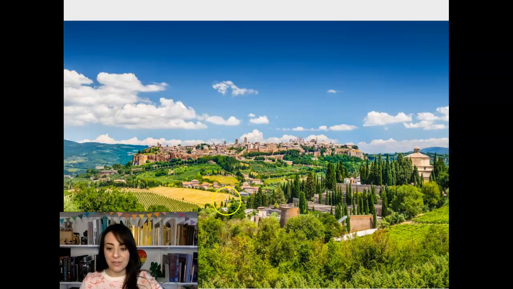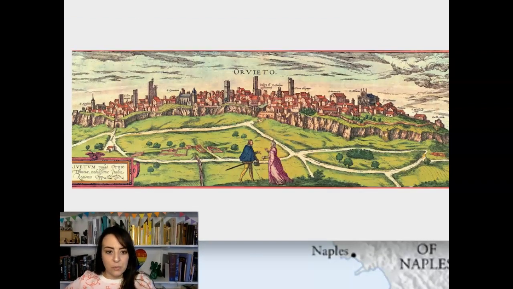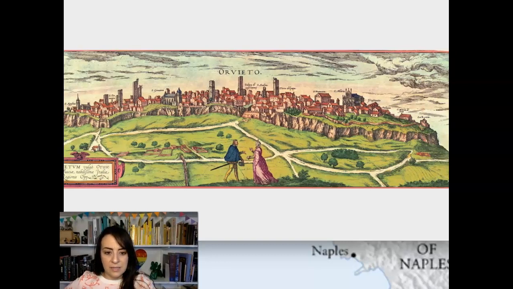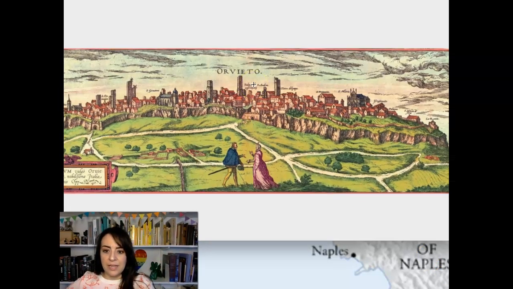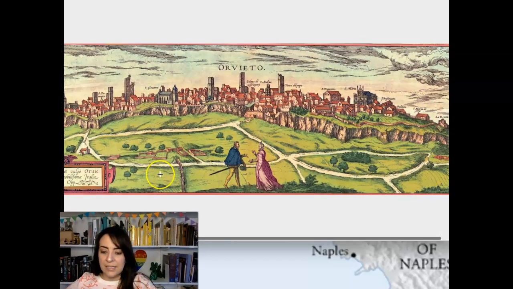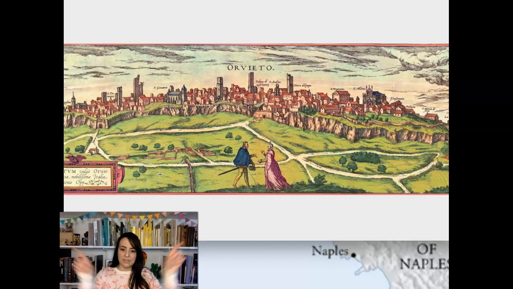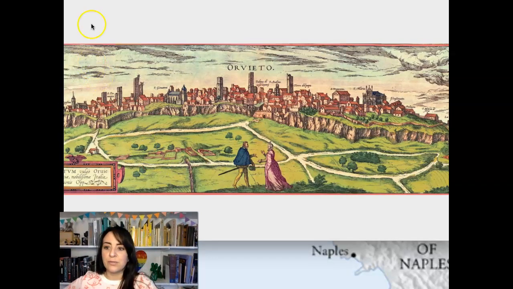The other thing I wanted to show you was, look at this one here. This is a woodblock print from around the early Renaissance period, showing you the city of Orvieto. And you can see how it's on that rise of the mountainside, and then it's showing you the links of the road that would connect it to Rome and to Florence.